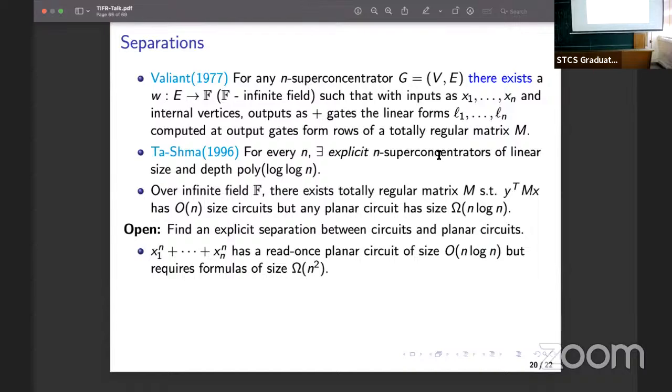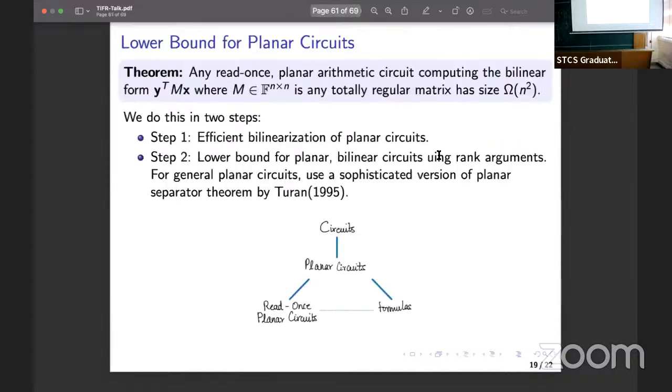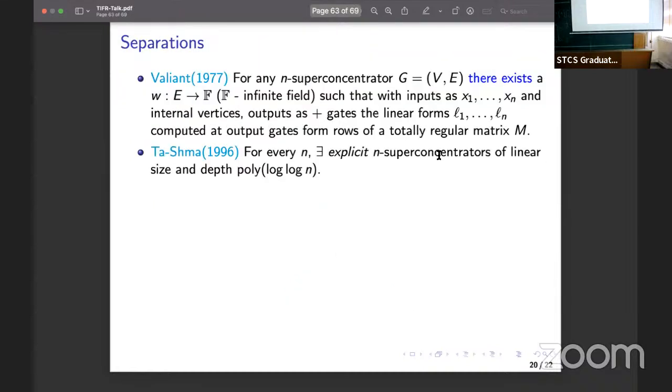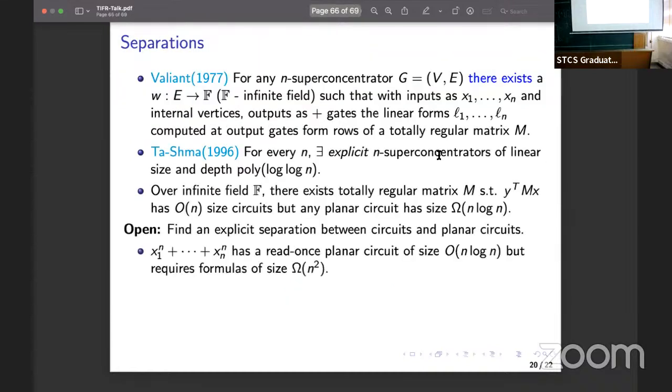Okay, so now if you look at this picture here, it tells there's some separation here, but then there are these two classes here. This one is quite easy to see. It's not difficult. For x1 to the n plus x2 to the n plus so on to xn to the n, we drew a read-once planar circuit and it had size like n log n. But any formula must have size omega of n squared, because there are n variables, each of individual degree n, so the size has to be n squared.